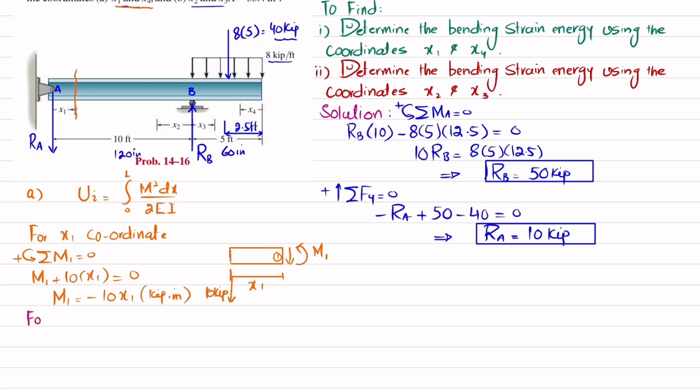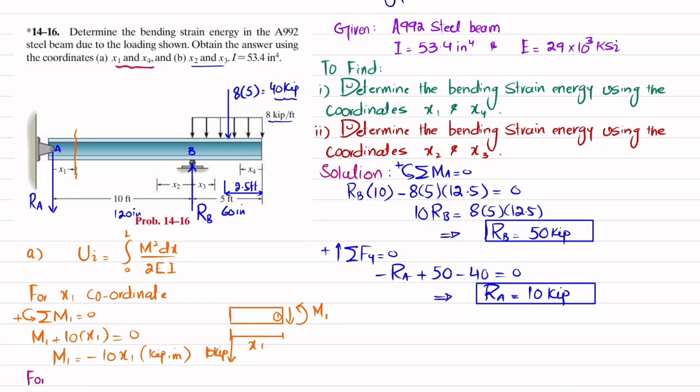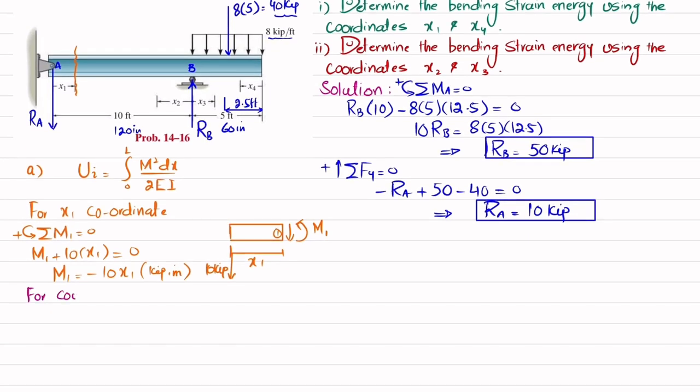Now we'll find the moment for coordinate x4, because in the first portion it is x4. So x4, you can see, is over here. We will cut the beam over here and draw the free body diagram. So this is the beam, and this is the coordinate x4. This is the uniformly distributed load, which is 8 kip per foot, so in inches it will be 8 divided by 12 kips per inch.